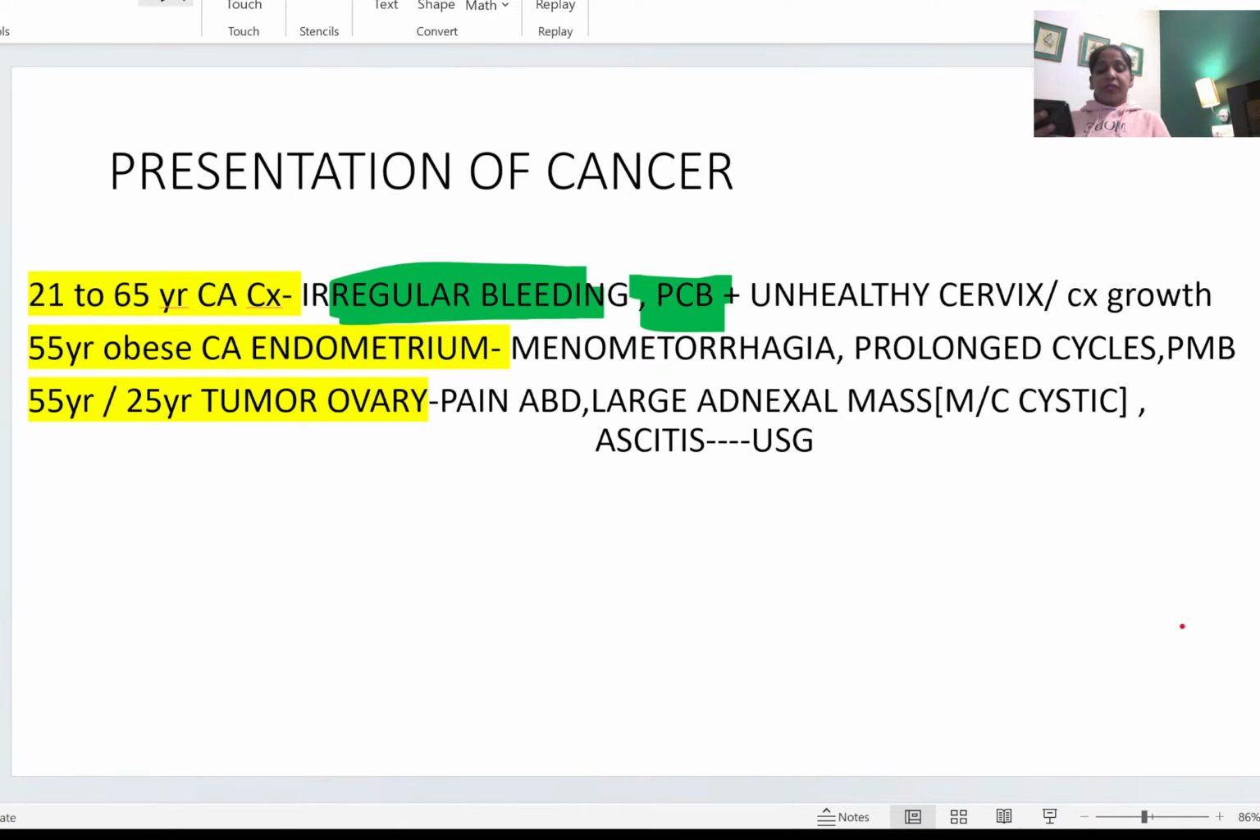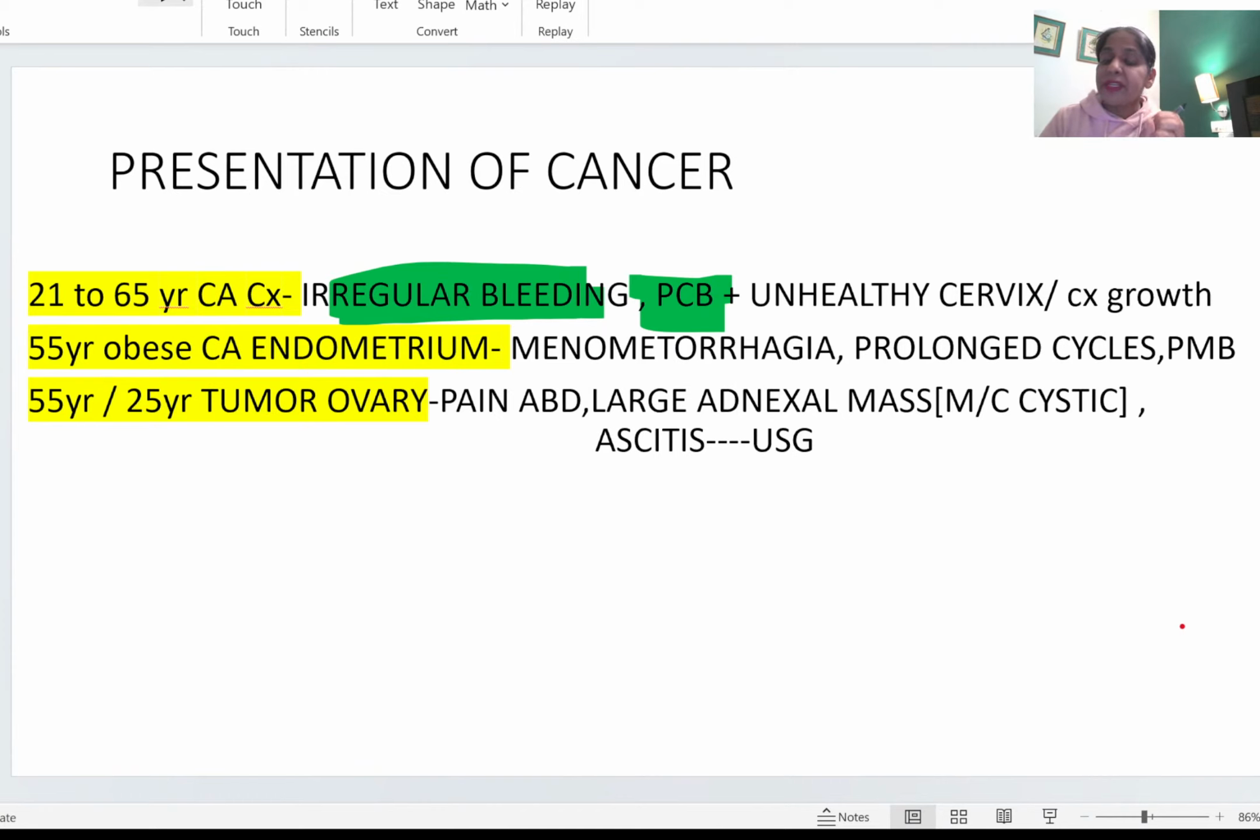Have you got it? So all of you know that we are doing a lot of screenings in CA cervix, because CA cervix has a latent time of 15 years. From pre-malignant stage to malignant stage, it takes 15-16 years. How much time does it take from pre-malignant to malignant? It takes 15-16 years. So by screening we can diagnose it.